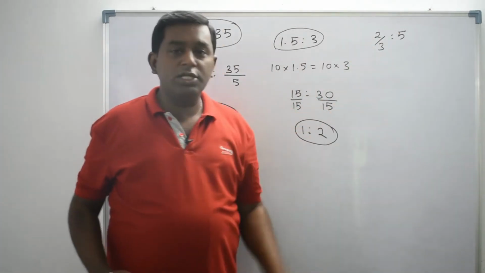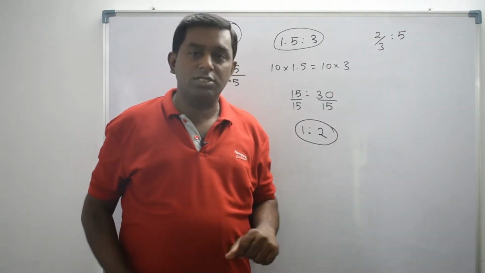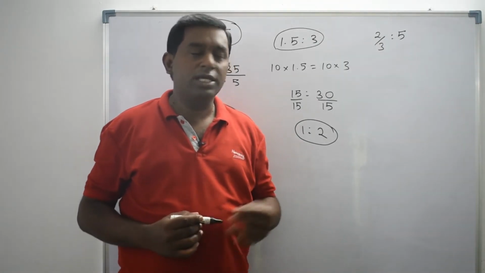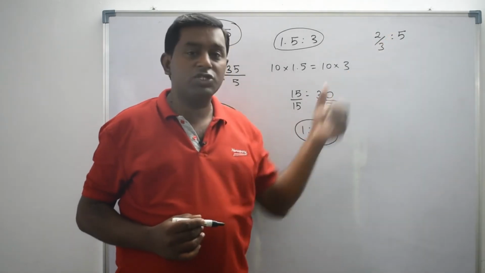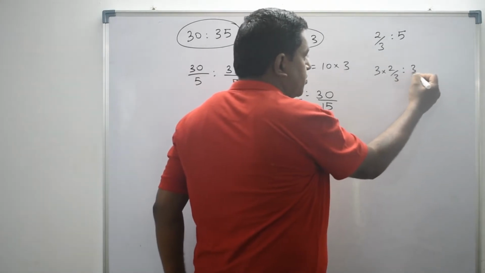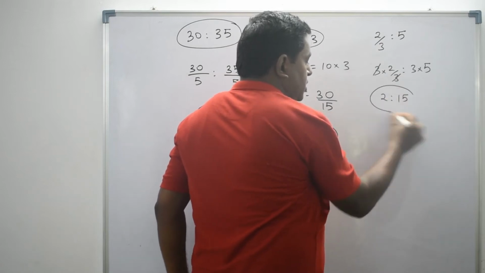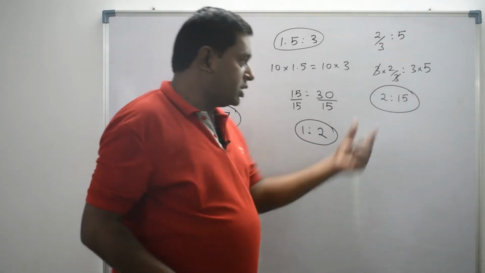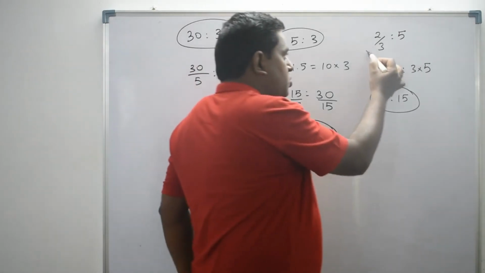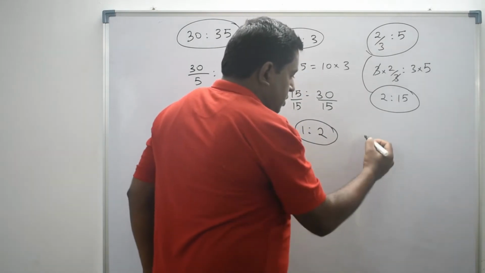Okay, in this ratio 2/3:5, the first term is a fraction with denominator 3. So I have to make this one as integer. What I have to do? It's very simple. When I multiply both the terms of this ratio by 3, easily I can remove the denominator 3 and I can make the first term as integers. So let's multiply both the terms of this ratio by 3. So this 3 and 3 can be cancelled. So 2:15. So both the terms of this ratio are integers and we cannot do any more simplification. So this is the simplest form of the ratio 2/3:5.